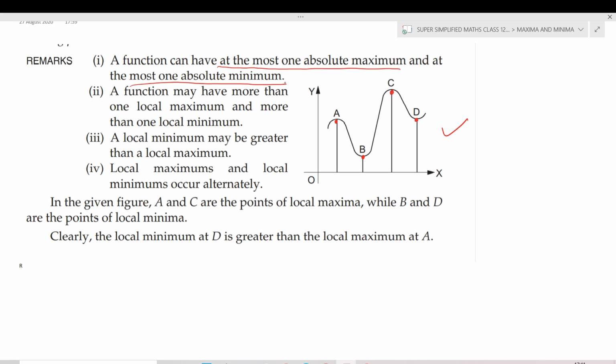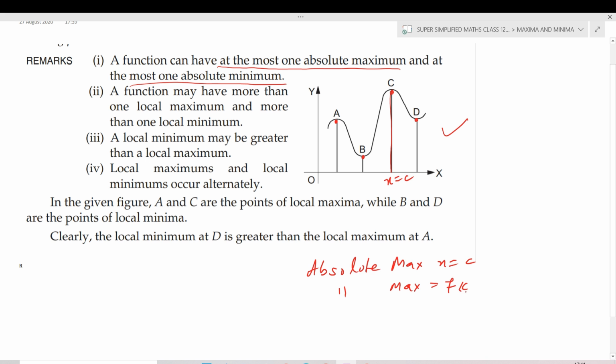For example, you can see in this graph. In this graph, the maximum height of the function is attained at this point C. At x equal to C, the height of the function is maximum. Therefore, absolute maxima occurs at the point x equal to C, and the absolute maximum value of the function is f(c).